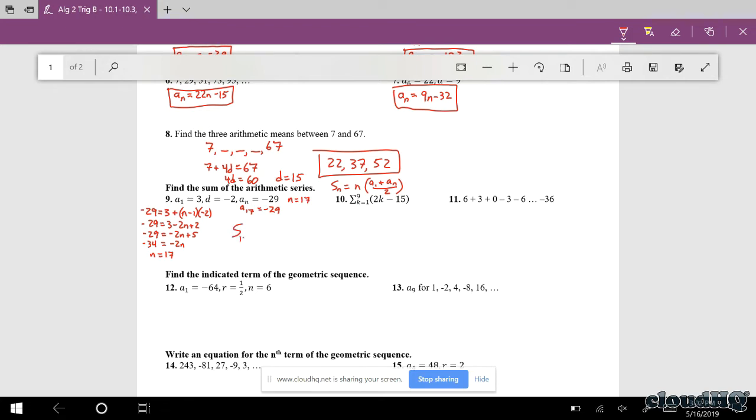So let's find the sum of those 17 terms. 17 times 3 and -29 combined together and averaged. So we get 17 times that, we get -221.